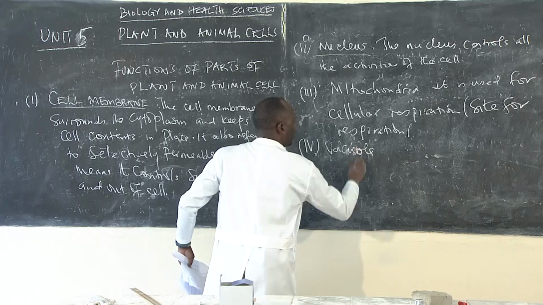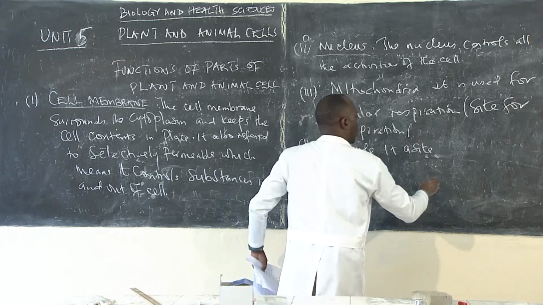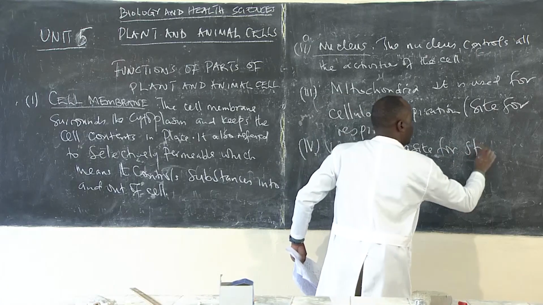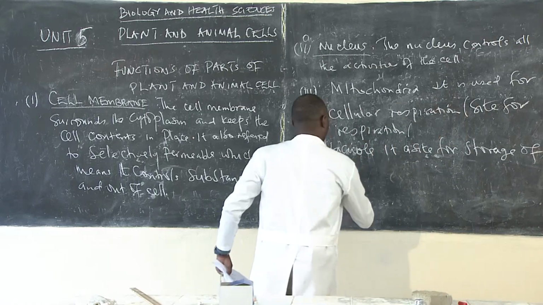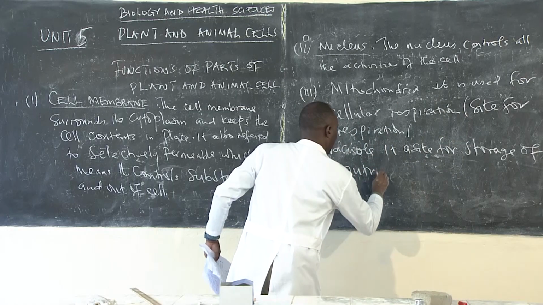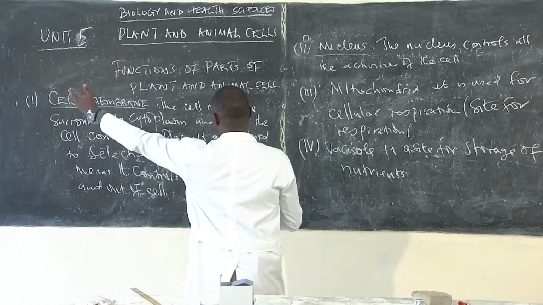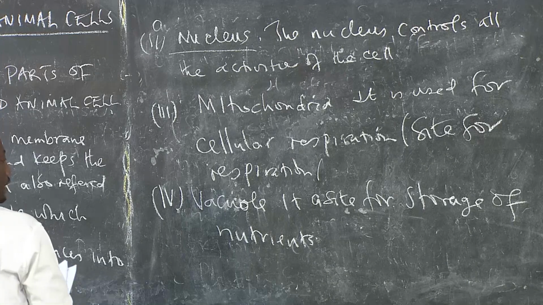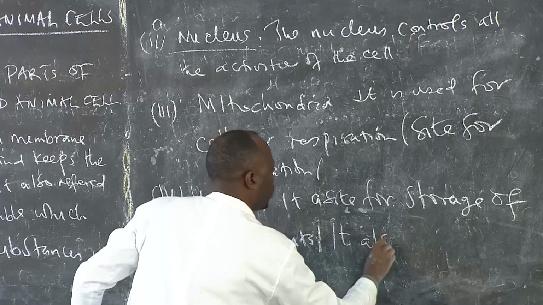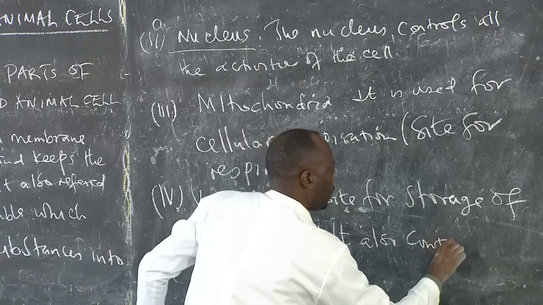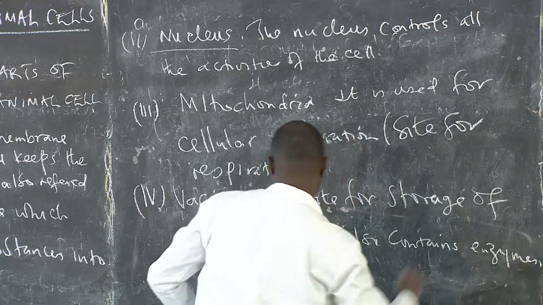We can also talk about another one, Roman 4, the vacuole. The cell vacuole is a site for storage of nutrients. And also, the cell vacuole can contain enzymes. All right.